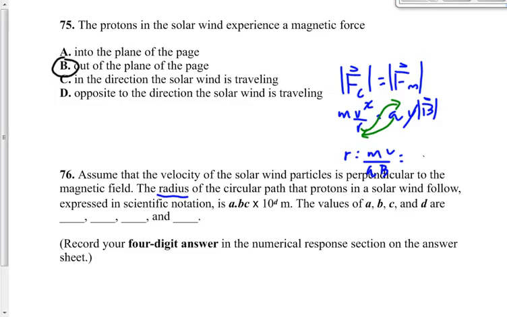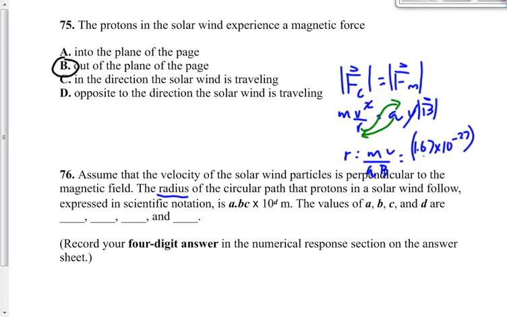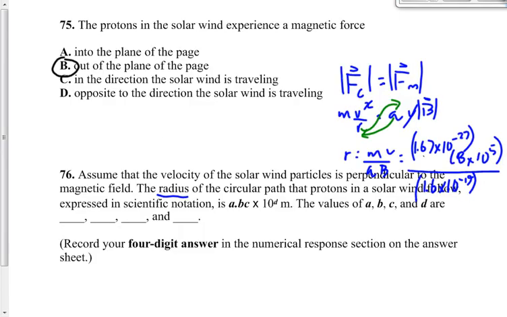M is the mass of a proton, so it's 1.67 times 10 to the minus 27, times the speed of the proton, which is given to us, I think, in this information, 8 times 10 to the 5 meters per second. The charge of the proton is 1.6 times 10 to the minus 19. And the magnetic field strength should be given to me in that question as well: 1.1 times 10 to the minus 7 Tesla. What do we get when we do that math? 7.59 times 10 to the 4 meters. Anybody else get that? All right.